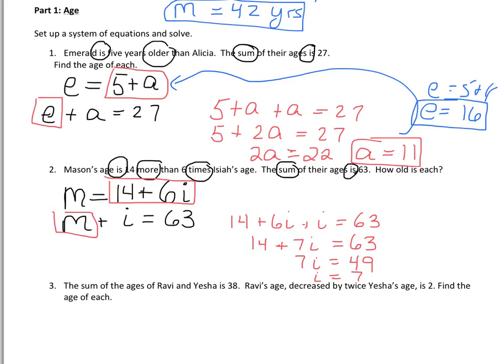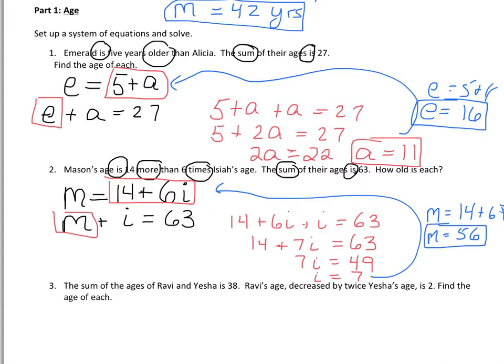I'm going to substitute this in to the box. So Mason is going to be 14 plus 6 times 7. 6 times 7 is 42, plus 14. Mason is 56 years old. And that adds up. 56 plus 7 is 63, so we're right. Mason is old enough to be Isaiah's grandfather. Kind of.